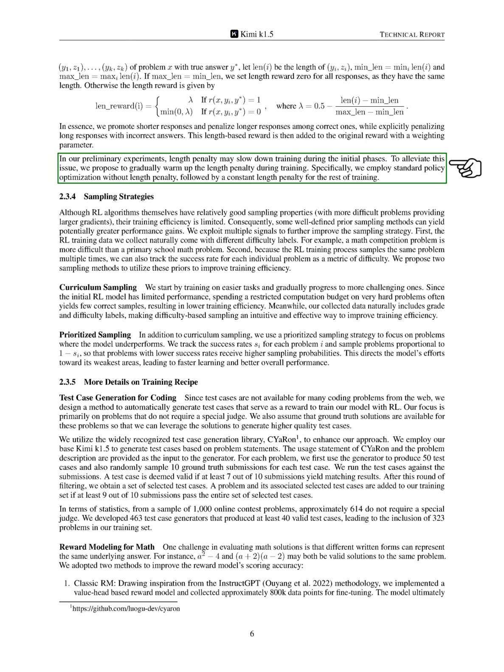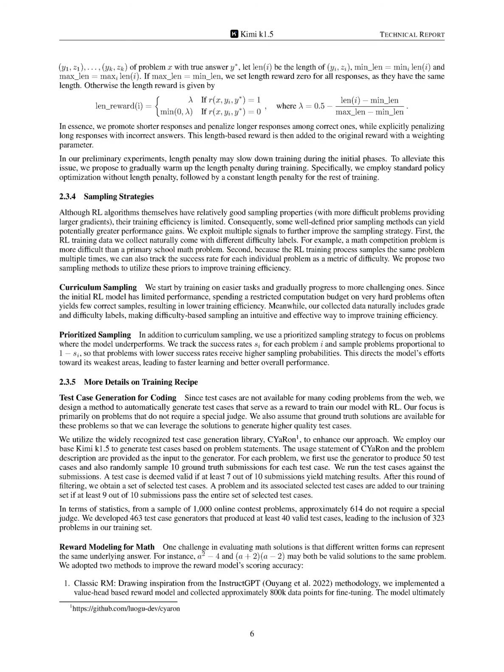In our initial experiments, we find that applying this length penalty can slow down training at first. To mitigate this, we plan to gradually introduce the length penalty during training, starting with standard policy optimization and then applying a constant length penalty for the remainder of the training process.